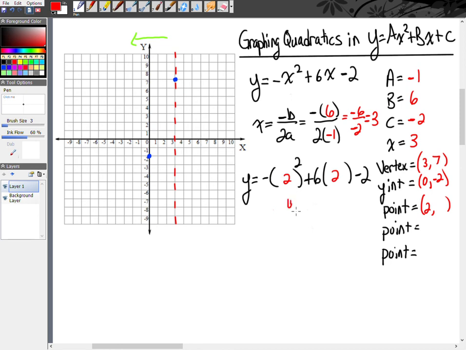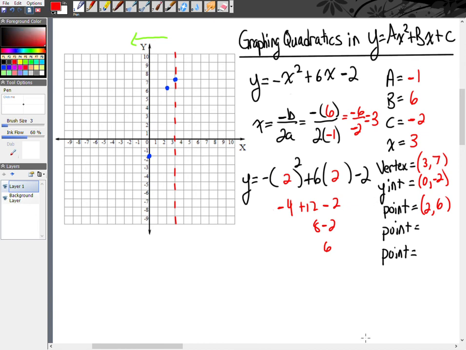2 squared is 4. We bring down this negative. 6 times 2 is 12, minus 2. So we have -4 plus 12 is 8, and 8 minus 2 is 6. So we have the point (2, 6). So I'll go here and plot that point. Let me make sure I put it in blue. (2, 6).